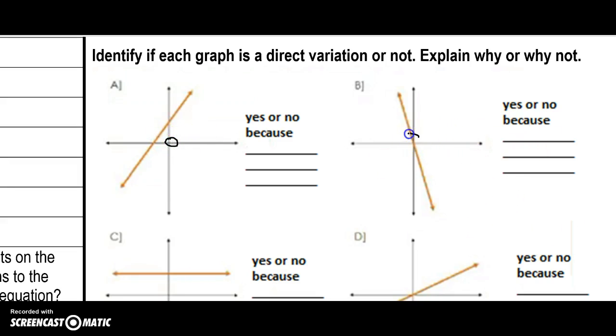Same thing right here. Look at that, that goes through the origin. It is direct variation. It is a straight line. So it is direct variation and it is proportional.